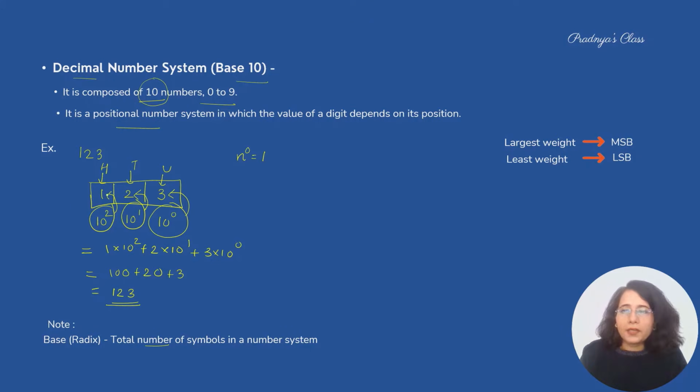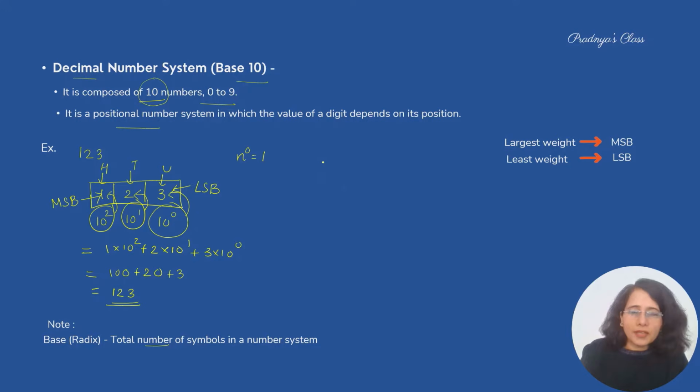In this number, among all the digits, 1 has the highest weight, that's why it is known as MSB, that is most significant bit, and 3 has the lowest weight, that's why it is known as LSB, that is least significant bit. Now let's try to understand how we can solve it for the fractional part.